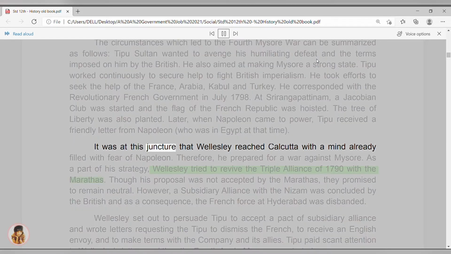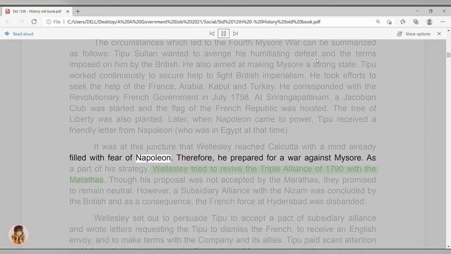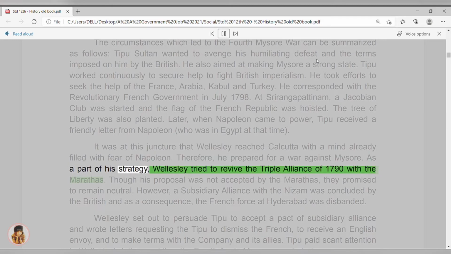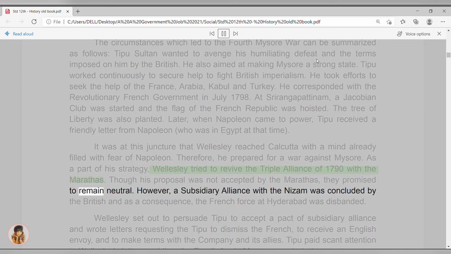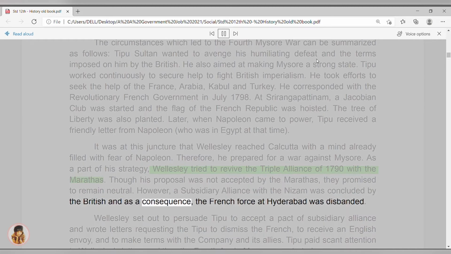It was at this juncture that Wellesley reached Calcutta with a mind already filled with fear of Napoleon. Therefore, he prepared for a war against Mysore. As a part of his strategy, Wellesley tried to revive the Triple Alliance of 1790 with the Marathas. Though his proposal was not accepted by the Marathas, they promised to remain neutral. However, a subsidiary alliance with the Nizam was concluded by the British, and as a consequence, the French force at Hyderabad was disbanded.